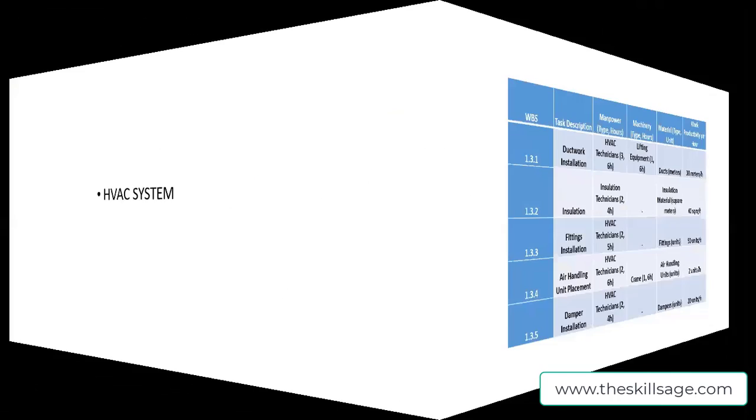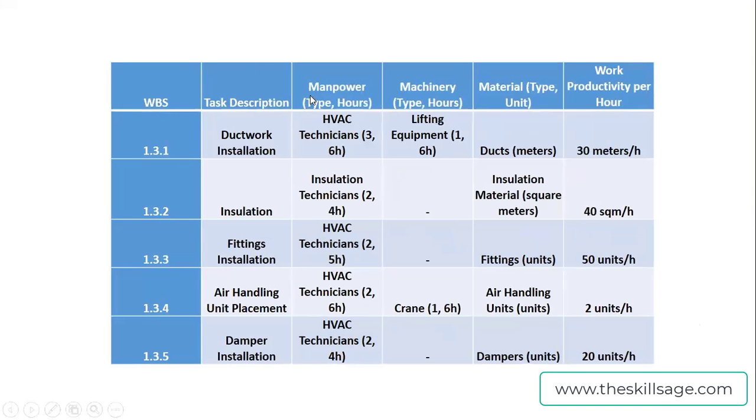So then duration and resources. For the HVAC system, we can see that there are three kinds of resources: manpower, machinery, and materials. Manpower and machinery effort will always be calculated in terms of hours, whereas material will be calculated in terms of its respective units. How? If there is insulation, it's square meters. If there is duct, meters.